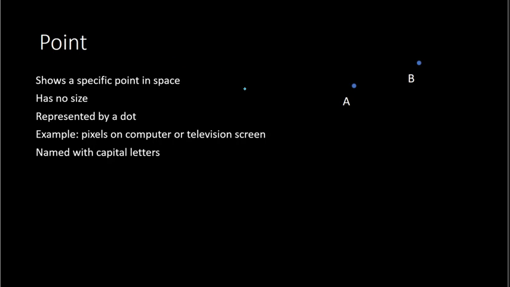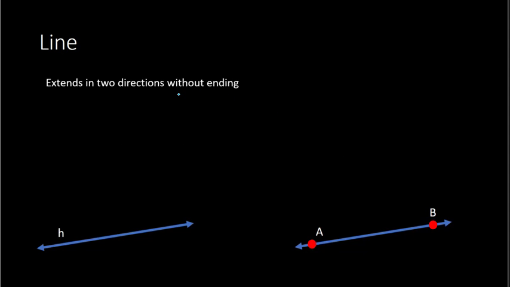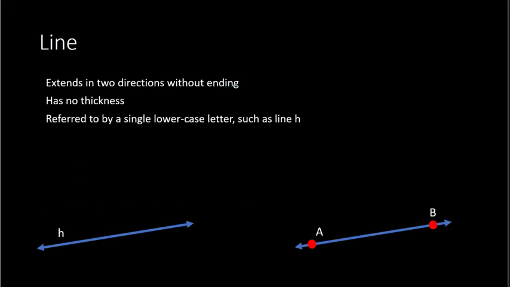Now from points, you can create other shapes. So from points, we now have lines, which is a bunch of points in a row. So here we have two pictures of a line. Okay, so a line extends in two directions without ending. So it's key to take note that a line technically does not end. A line also has no thickness and is referred to by a single lowercase letter, such as line H.